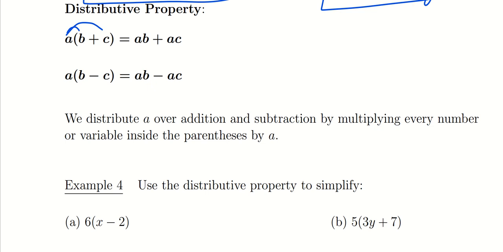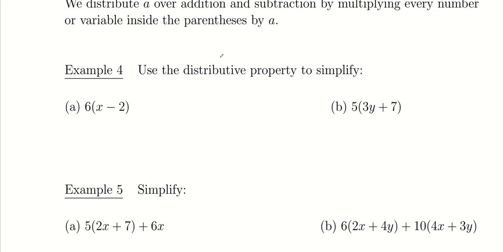If I take this a, because it's multiplying implicitly, and I multiply it to everything that's in the parentheses, we're going to get a times b, which would be our first term here, and we would also have plus a times c. And it works exactly the same way if you have a subtraction on the inside. A times the quantity b minus c is a times the first term, that's a times b, and then subtract a times the second term, which would be ac.